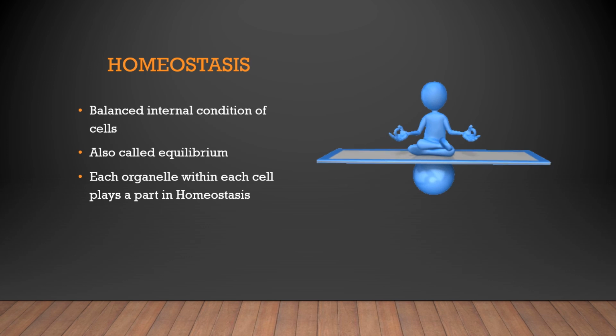Organelles all play different roles in each cell, but they also, as one, provide each other with support, because if one organelle is not doing its job, the cell or the organism can die, they can have illness or disease. So organelles are a vital part to keeping the balance or the homeostasis of living organisms.